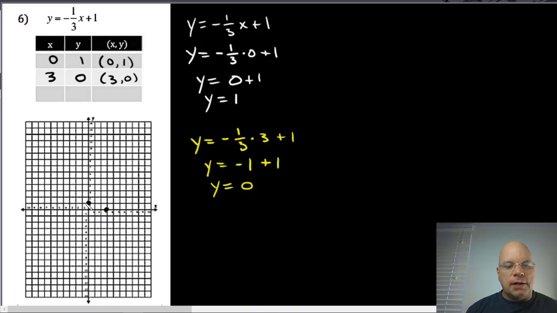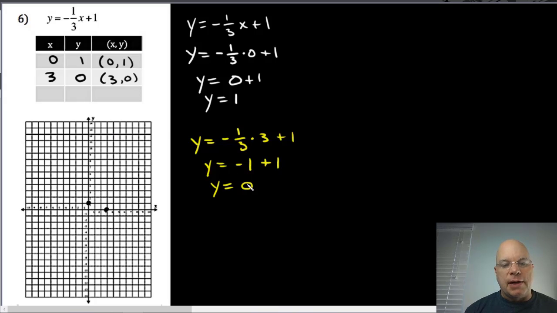And I could draw a line through these 2 points right now, but I'm asking you to do 3 points, and question number 7 on the homework is, why am I asking for 3 points? Why don't we just do 2 points and then draw the line? So you can think about that.